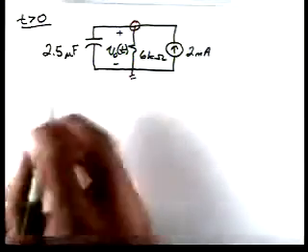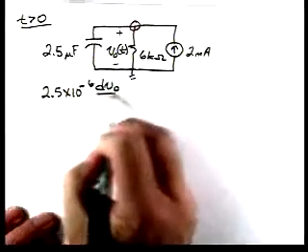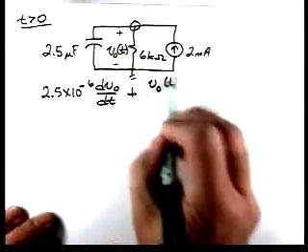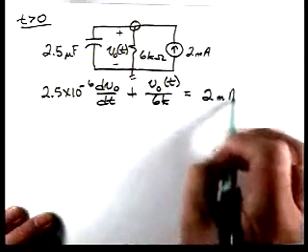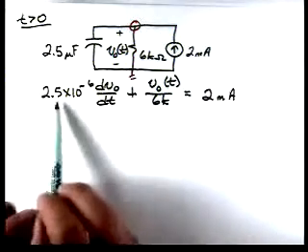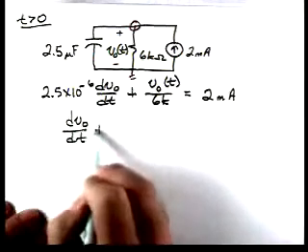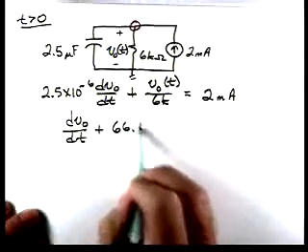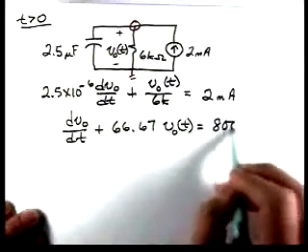When we do that, we'll have 2.5 times 10 to the minus 6 dV0 dt. That's the current through the capacitor. Then we'll have V0 of t over 6K. That's the current through the resistor. And that's equal to 2 milliamps. Now, let's divide through by the 2.5 times 10 to the minus 6. So we have dV0 dt plus 66.67 V0 of t, and that's equal to 800.